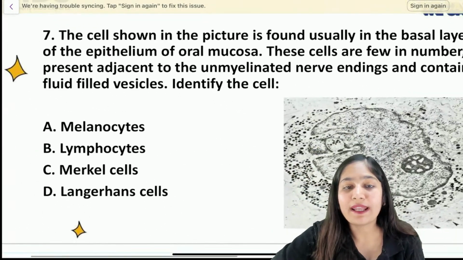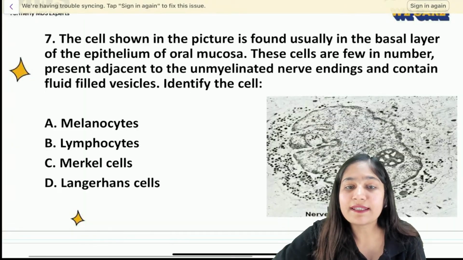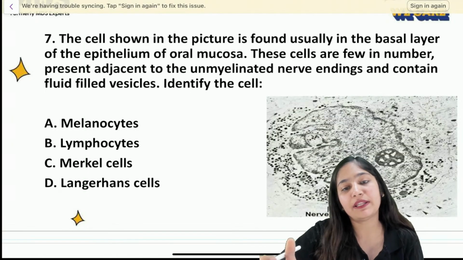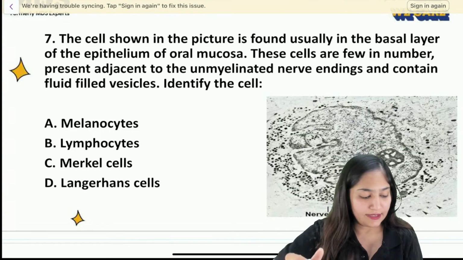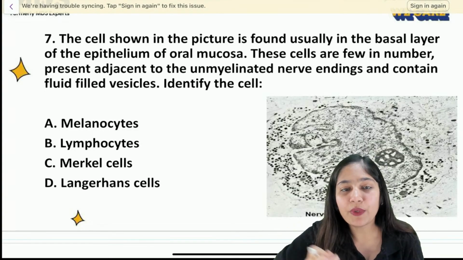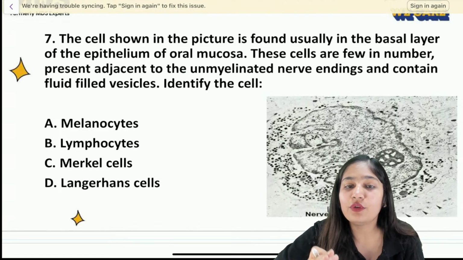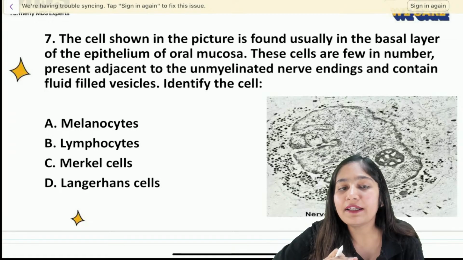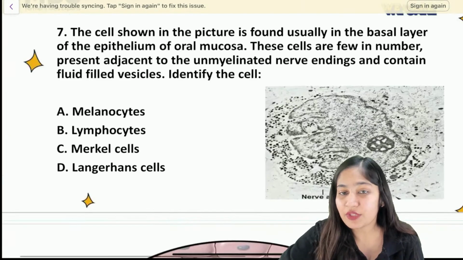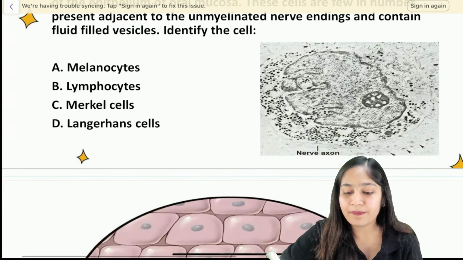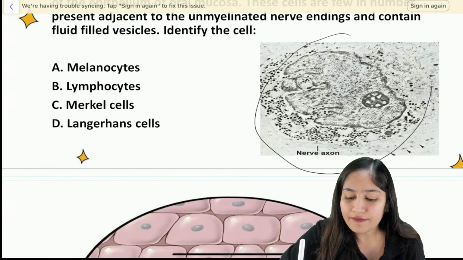Now coming to our next question. The cell shown in the picture is found usually in the basal layer of the epithelium of oral mucosa. These cells are few in number, present adjacent to the myelinated nerve endings and contain fluid-filled vesicles. Identify the cell. Again, an image-based question. So this is from which topic? Oral mucous membrane.